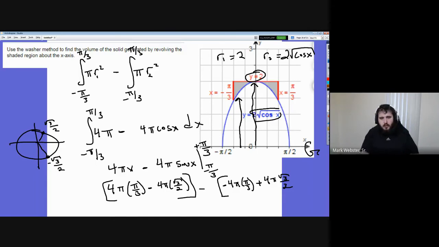Right? Same thing as we did before. These negatives are going to cancel everything out. We're going to be left with 2 copies of the exact same thing. So this is 4 pi squared over 3. This will be 4 pi squared over 3. So we have 8 pi squared over 3. This will be a negative 2 pi radical 3, and this will be a negative 2 pi radical 3. So we've got a negative 4 pi radical 3. And there's our final answer there.